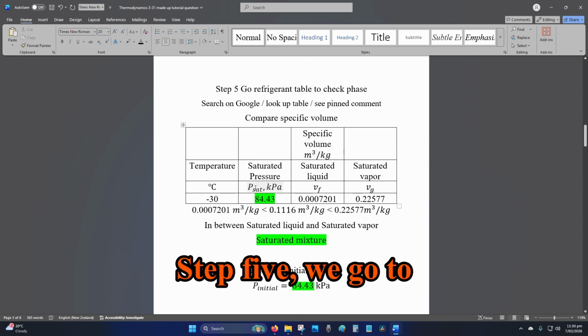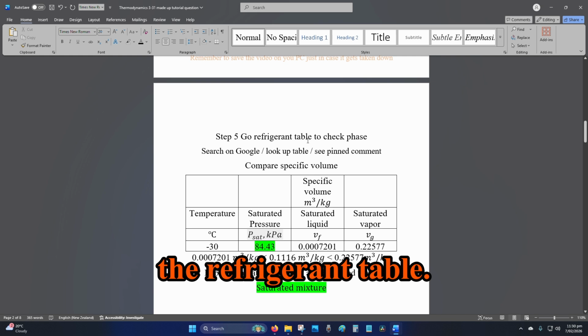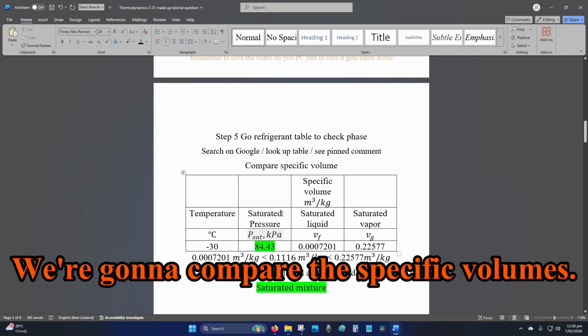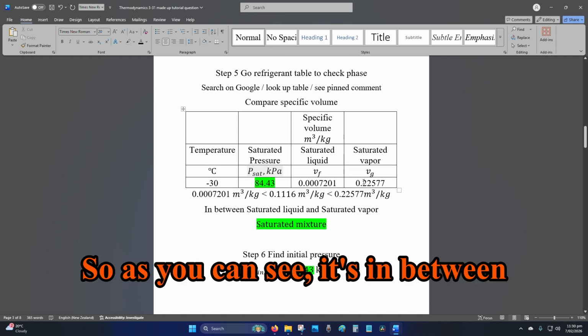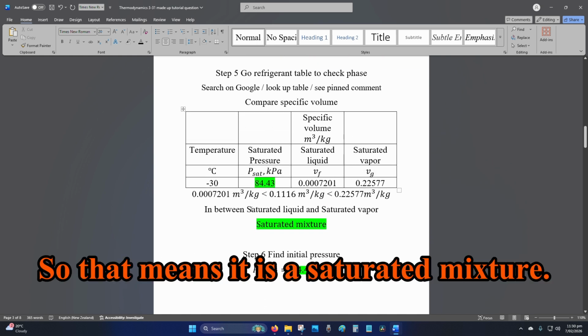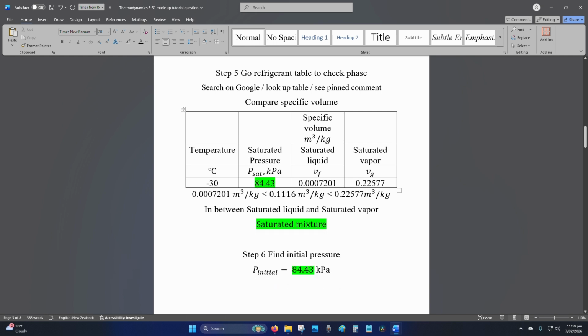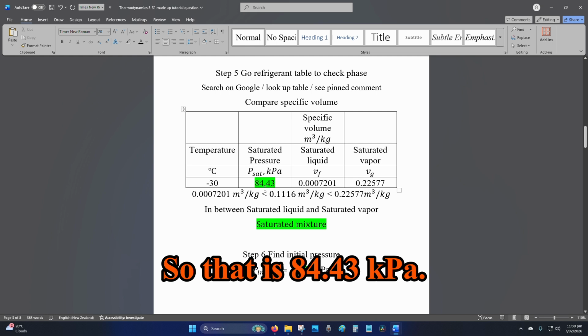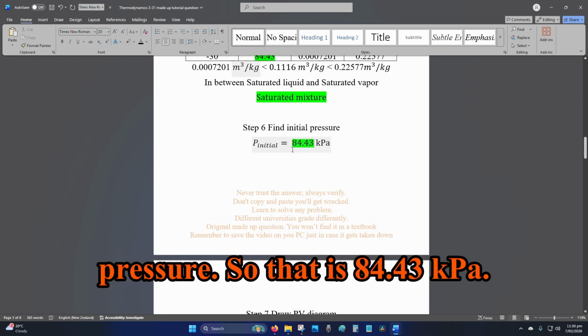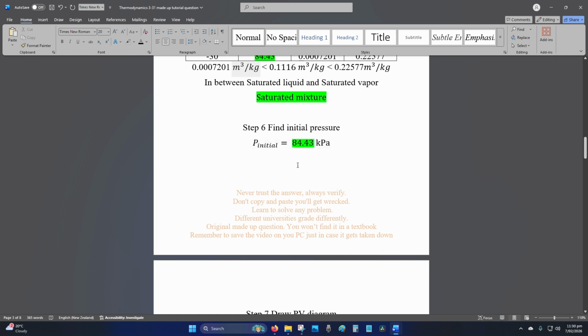Step 5, we go to the refrigerant table, the temperature table, and compare the specific volumes. As you can see, it's in between saturated liquid and saturated vapor, so that means it is a saturated mixture. So we're going to use the saturated pressure, which is 84.43 kPa. Step 6, find the initial pressure: that is 84.43 kPa. So that's part B solved.